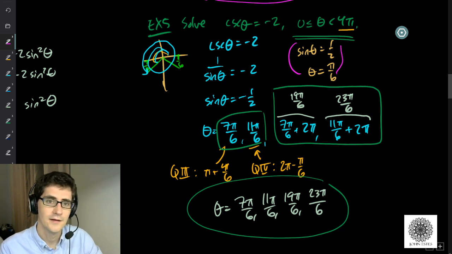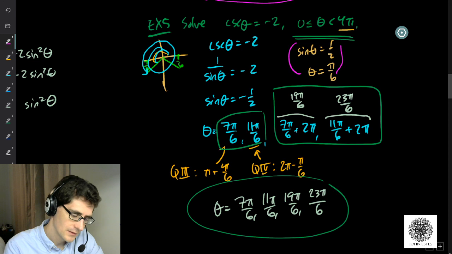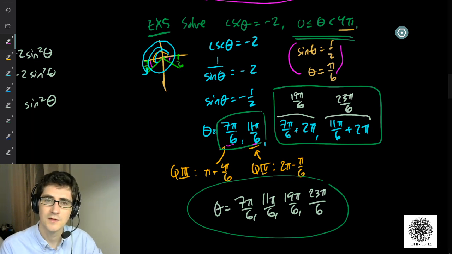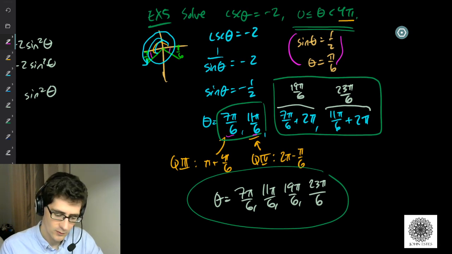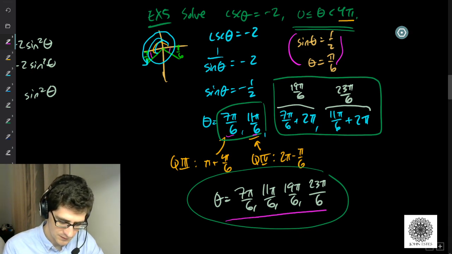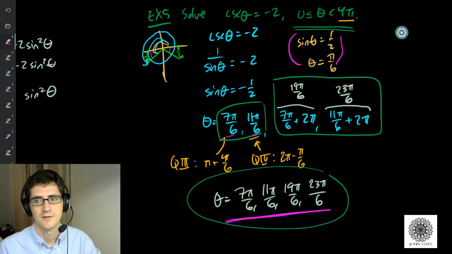When do I have a negative sine value? I have a negative sine value in the third and the fourth quadrant. So that's why over here, I figured out that in quadrant 3, I'm at 7 pi/6. In quadrant 4, I'm at 11 pi/6. But then I remember that's only in the first revolution. What about in the second revolution? Well, I'll just add 2 pi to both of those. And so I end up with these 4 solutions: 7, 11, 19, and 23 pi/6. All right, so those are my 4 solutions to this equation.